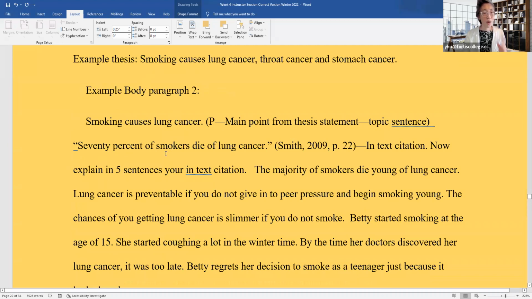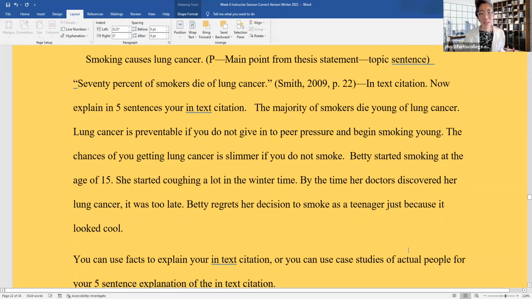Then you have your 1 in-text citation: 70% of smokers die of lung cancer. Then you have to have your author, your date, and your page number. And then E, the explanation of that in 5 sentences.